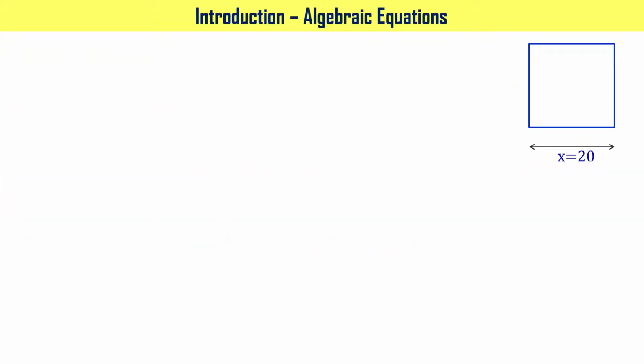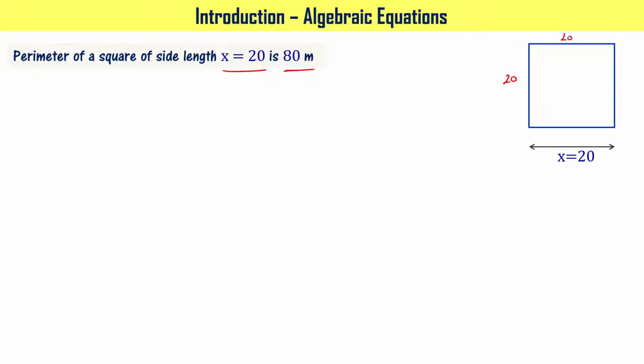Now let's learn about algebraic equations. The perimeter of a square of side length x equal to 20 is 80 meters. The reason is you have side length 20, meaning all the sides of the square are of equal length. That's why it is going to be 20 plus 20 plus 20 plus 20. That is the perimeter, right? That is equal to 80. So 80 meters is the perimeter of a square of side length x equal to 20.